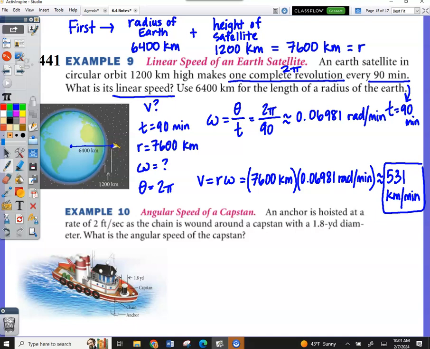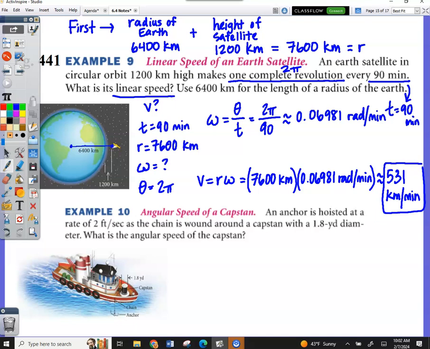Now let's try an angular speed. When you unlock it, it will probably, when you pop the door open, it'll probably unlock. Yeah, see, it unlocked. All right, angular speed.